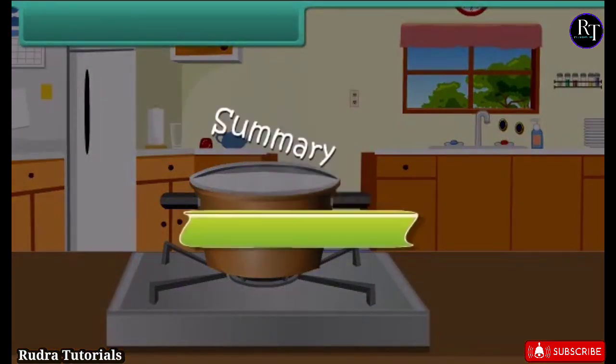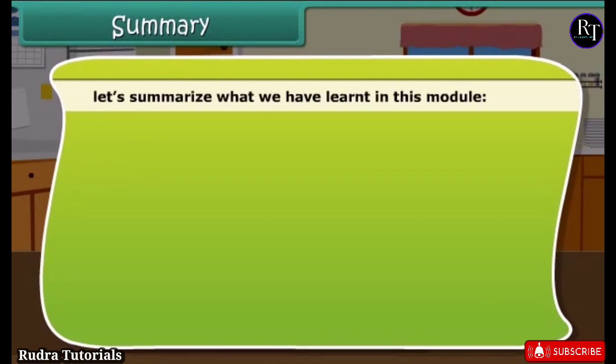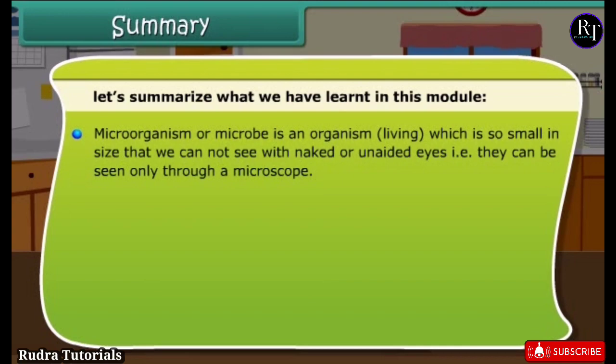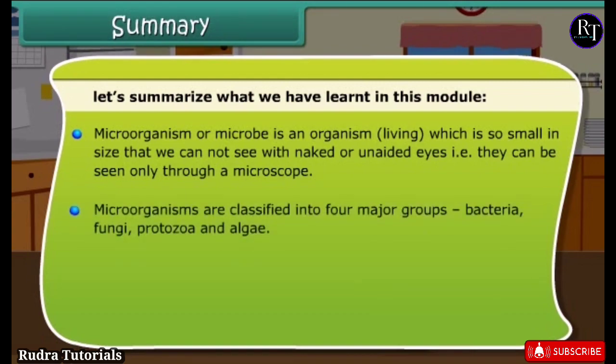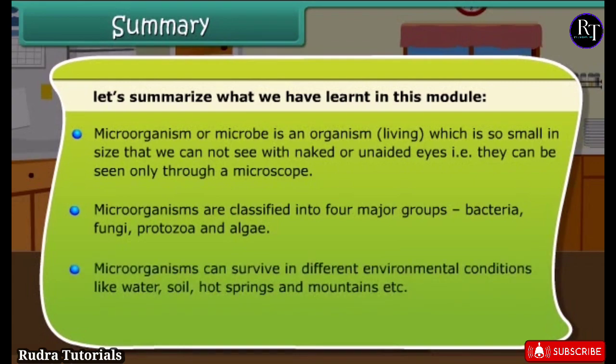Summary. Friends, let us summarize what we have learned in this module. A microorganism or microbe is a living organism so small in size that we cannot see it with naked or unaided eyes; it can be seen only through a microscope. Microorganisms are classified into four major groups: bacteria, fungi, protozoa, and algae. Microorganisms can survive in different environmental conditions like water, soil, hot springs, and mountains, etc.